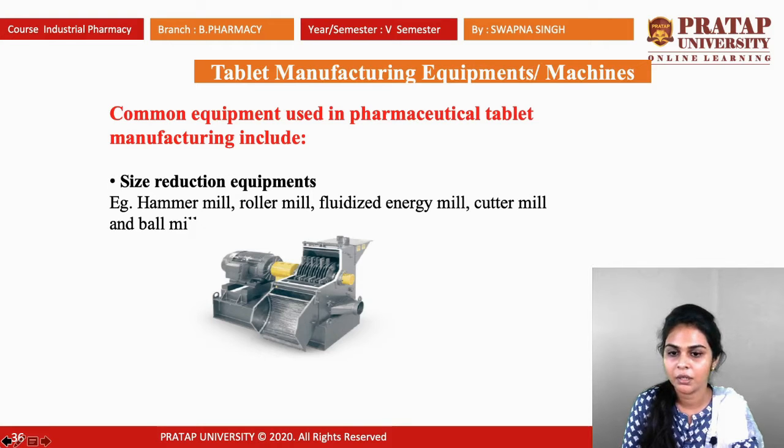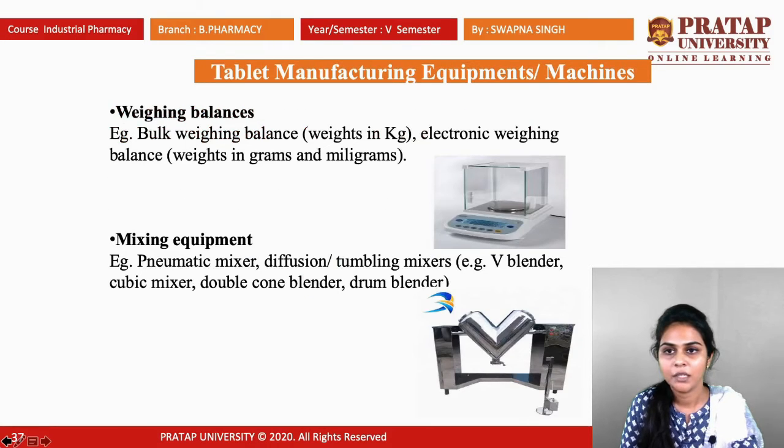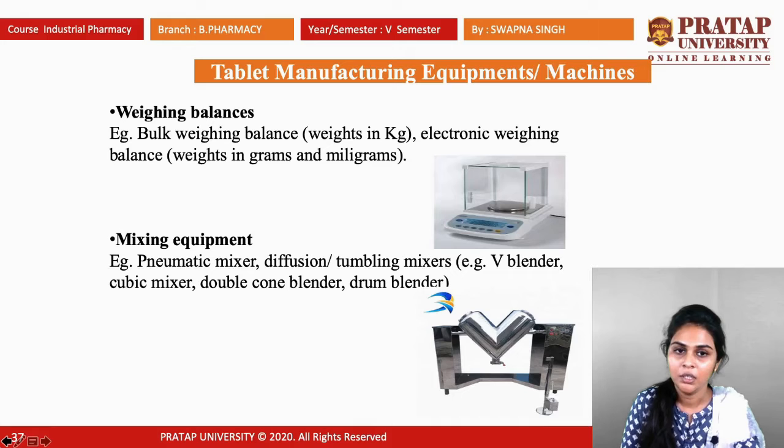Next is the weighing balance. It is used for weighing all the ingredients before the compression or before mixing. There are different types of weighing balance: for weights in kg, there is the bulk weighing balance, and electronic weighing balances are available for weights in grams and milligrams also.